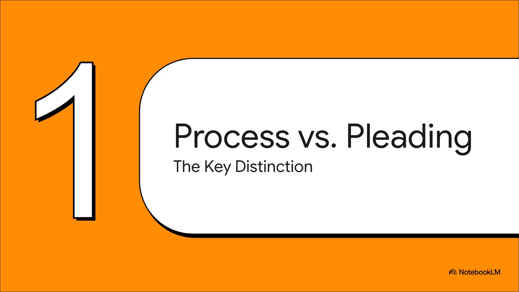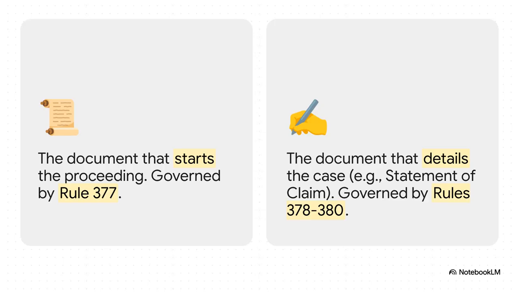Right. This is it. This is the absolute foundation of everything we're about to talk about. If you get this distinction in your head, you are halfway home. But if you mix them up, you'll end up applying the wrong rule, and that can be a disaster for your client's case. Okay, so here's the fork in the road. You've got the document that starts the whole show, the originating process, and that's governed by one set of rules. And then you have the document that tells the story, that details the case, the pleading.